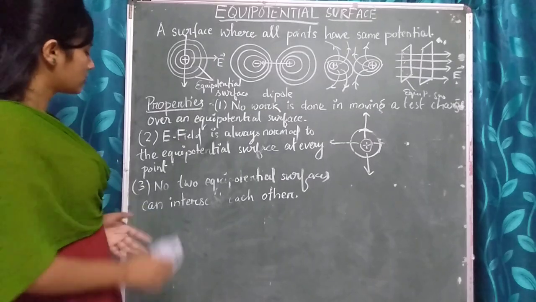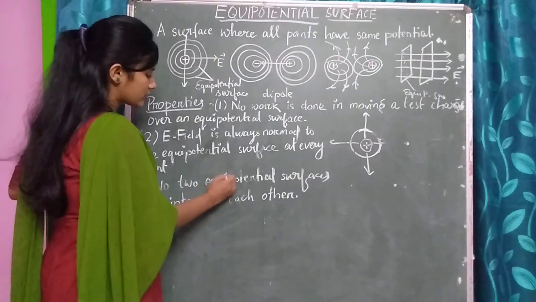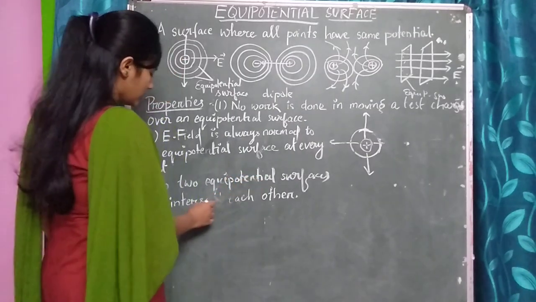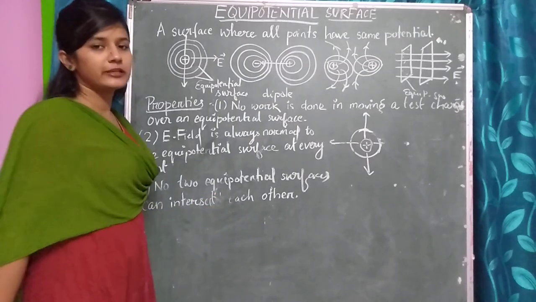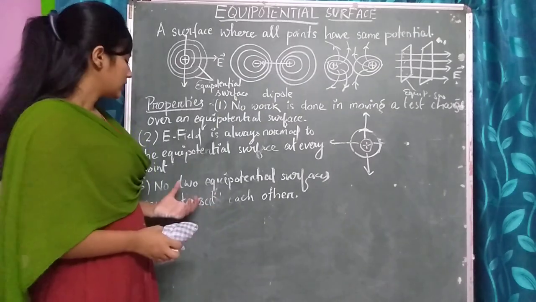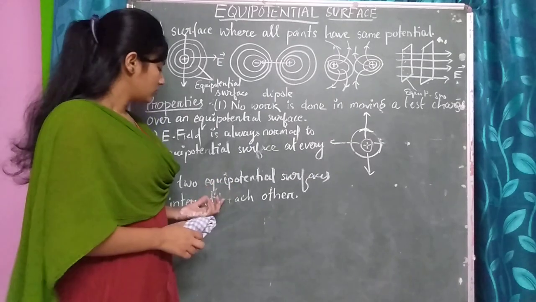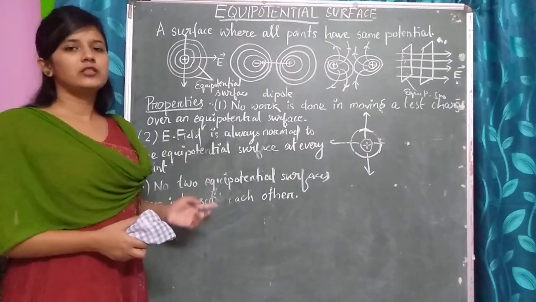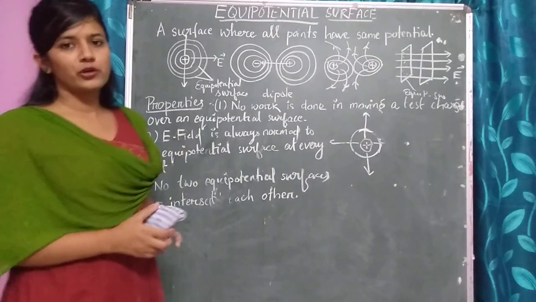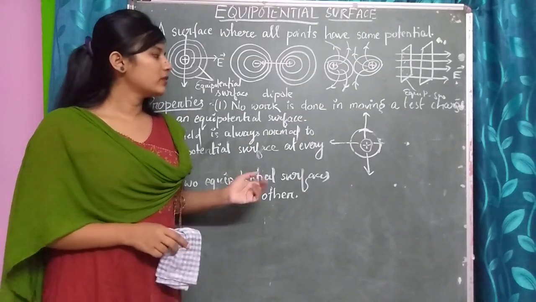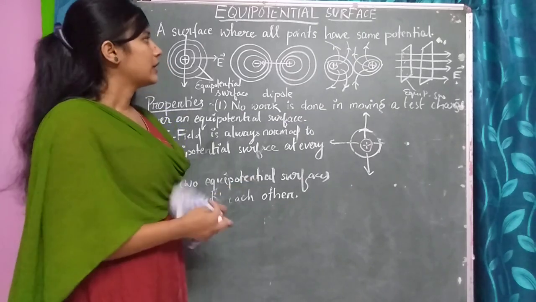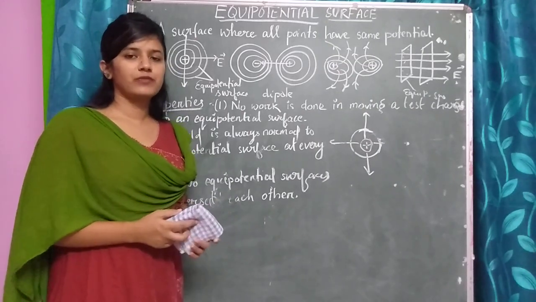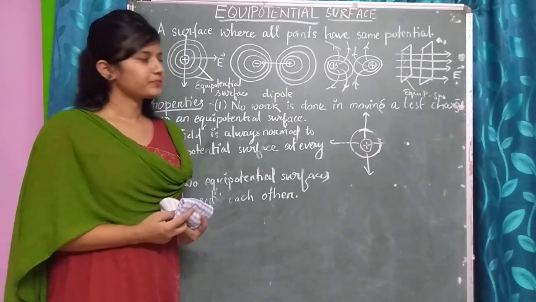Next, the third property: no two equipotential surfaces can intersect each other. If they intersected, there would be two directions of electric field at the point of intersection, which is not possible. So these are the three properties of equipotential surfaces. Read it again, and in the next class we will discuss the relation between electric field and potential. Thank you.